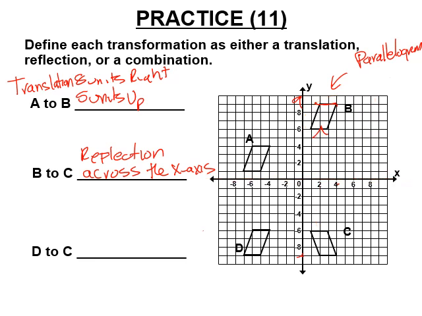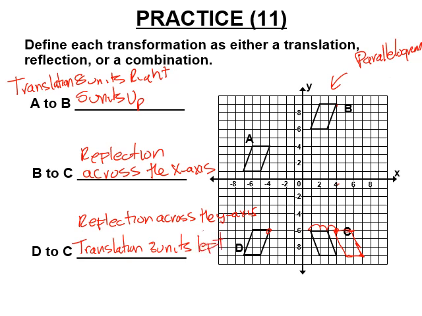All right, D to C. Well, they're not facing the same way, so there's a reflection involved. So let's say there was a reflection across the y-axis. But if I reflect D across the y-axis, I'd be over here at 4, right? So this must be a combination. So a reflection across the y-axis, then I went 1, 2, 3, so a translation 3 units left. That is not the only way you could get there. You could also get there by translating 3 units right first and then reflecting across the y-axis. So there are 2 answers to this, which is typical.